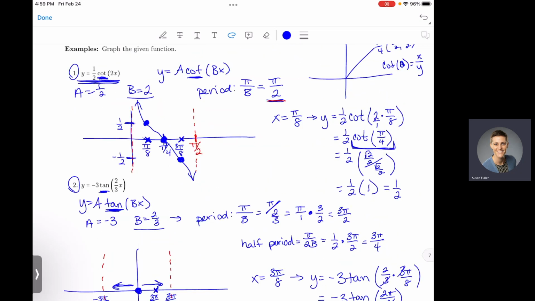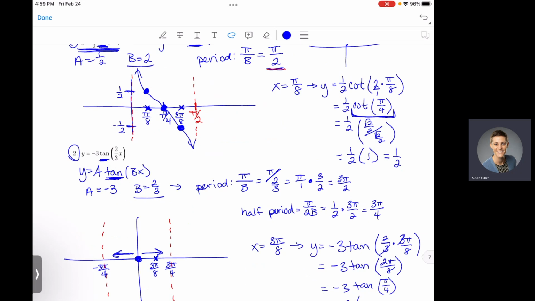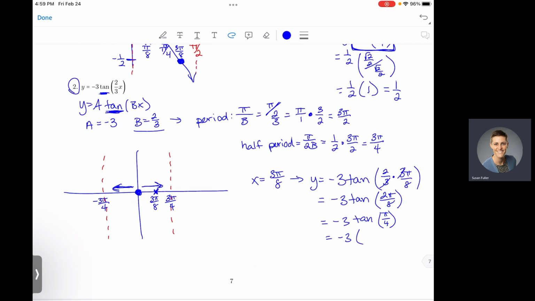Well, the tangent of pi over 4, again, we have our pi over 4 on the unit circle here. To do tangent, that's y divided by x. So our tangent is going to be the y value at pi over 4, which is root 2 over 2, divided by the x value at pi over 4, which is also root 2 over 2. Root 2 over 2 divided by itself is 1. That means when x is 3 pi over 8, y is negative 3. So I'm going to come up here. When x is 3 pi over 8, y is negative 3.